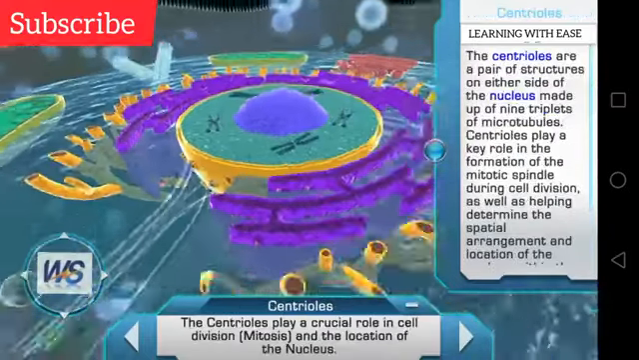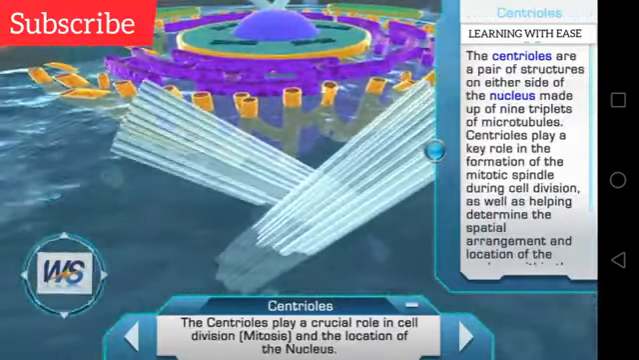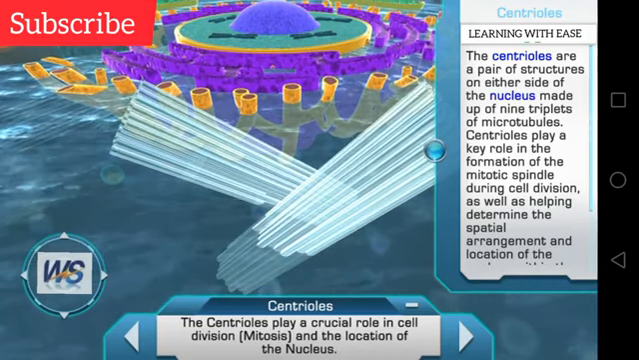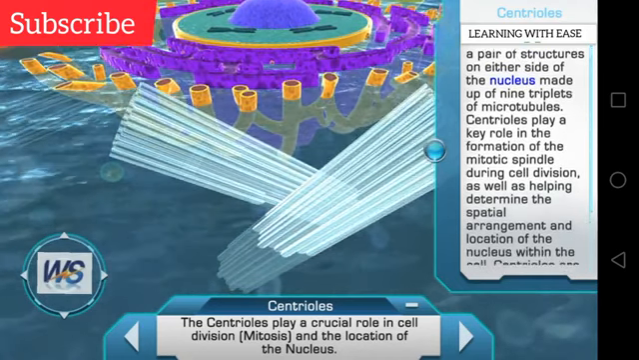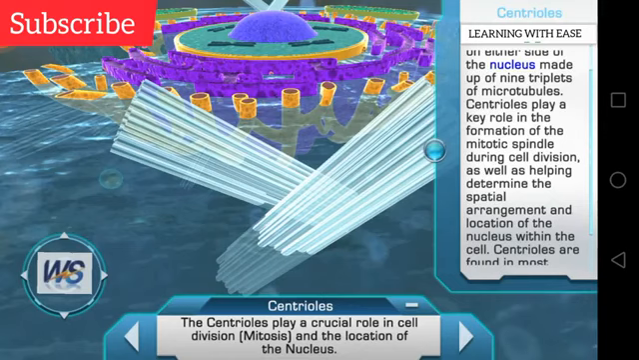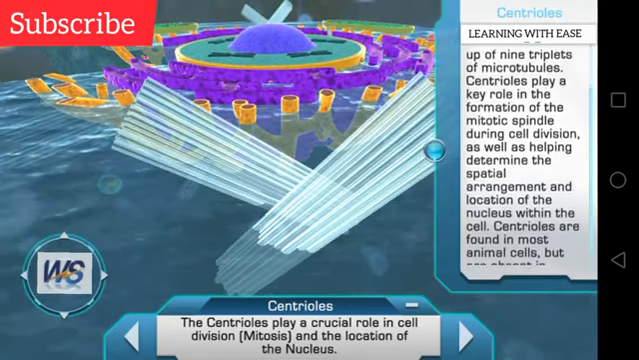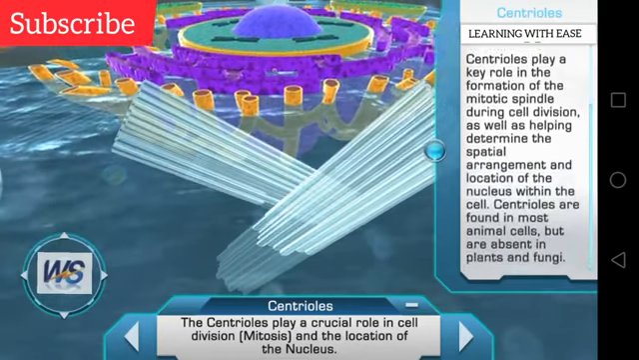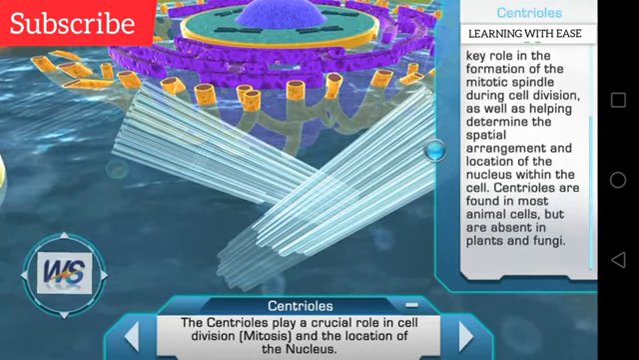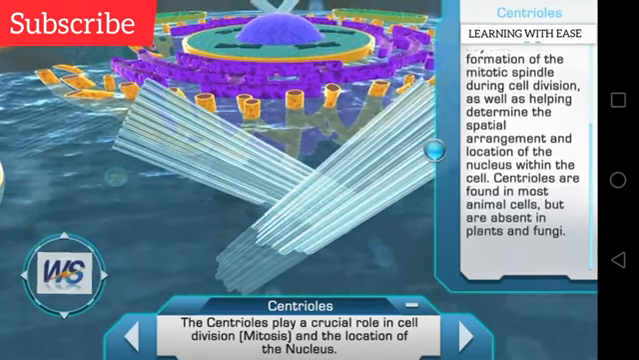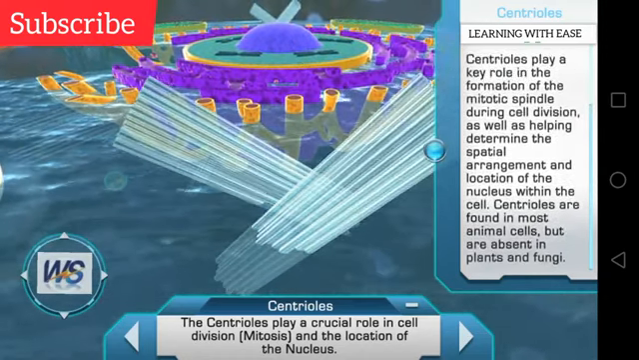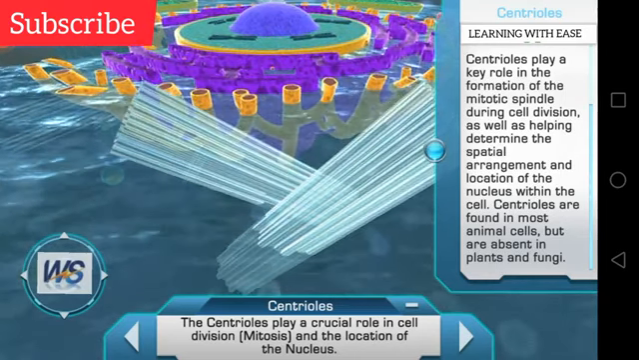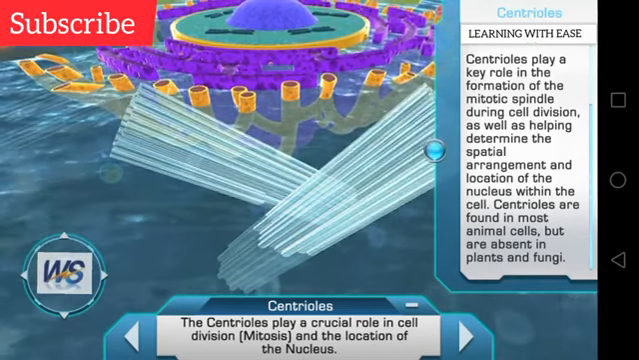The centrioles are a pair of structures on either side of the nucleus made up of 9 triplets of microtubules. The centrioles play a key role in the formation of the mitotic spindle during cell division, as well as helping determine the spatial arrangement and location of the nucleus within the cell. Centrioles are found in most animal cells, but are absent in plants and fungi.